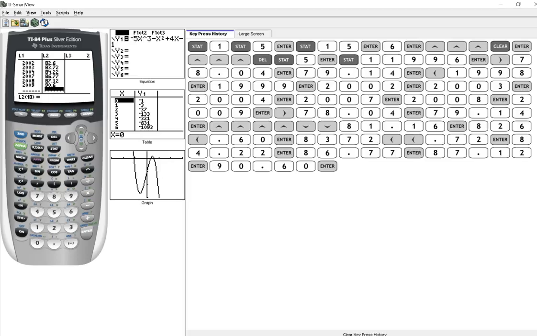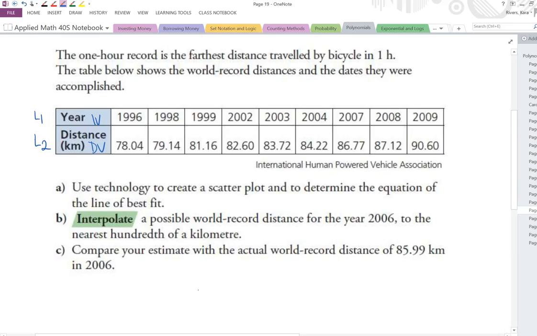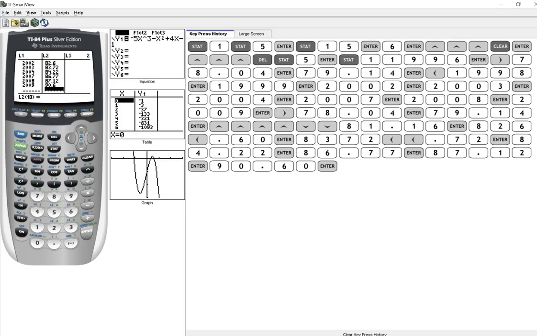Now we have to do something with it. If we go back to the question, it says use technology to create a scatter plot and to determine the equation of the line of best fit. So how do we do that? First thing you're going to do is press second Y equals, and you're going to get another menu here. This is how we turn our plots on. We're going to turn the first plot on by hitting enter and hitting on.